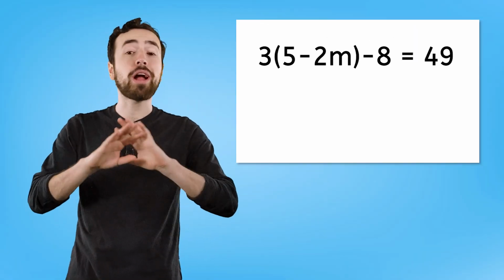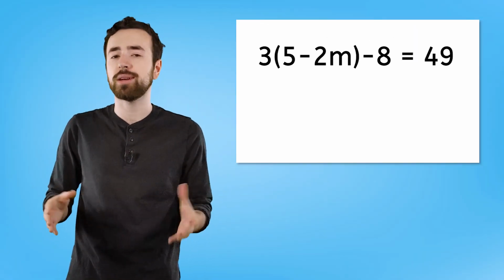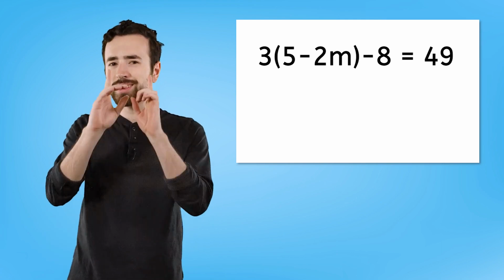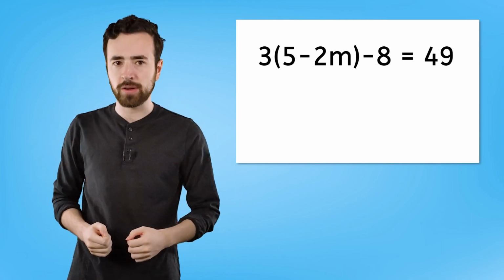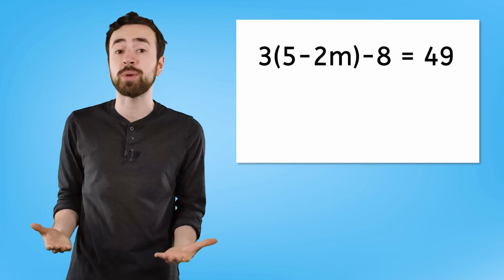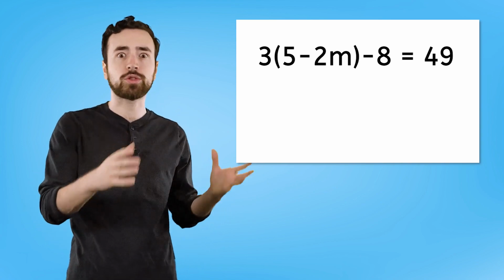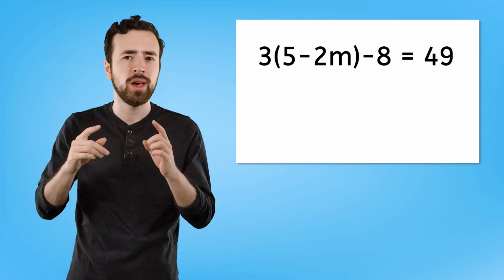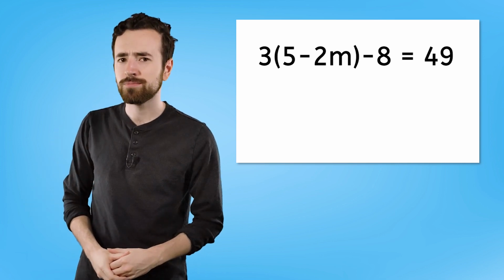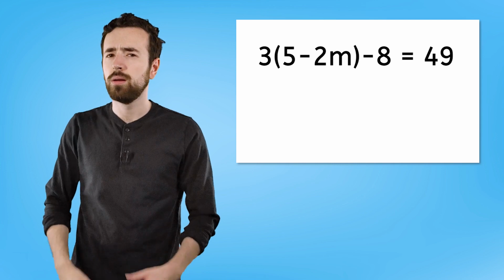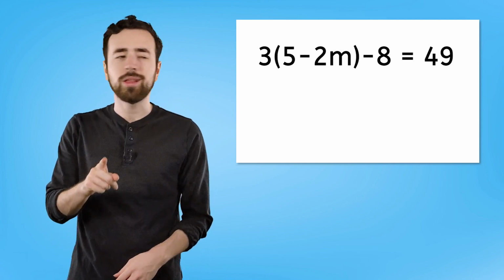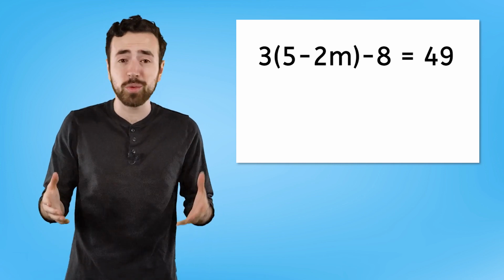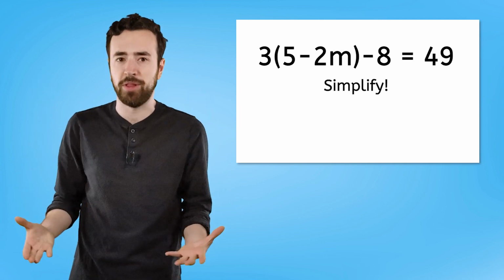Remember, no matter how fancy or complex equations get, the goal is always to isolate the variable so we can see what number it must be equal to. So when we have extra stuff going on here, like distribution and extra terms, what do you think we should do? Well, if all this extra stuff is the problem, then we should simplify it.